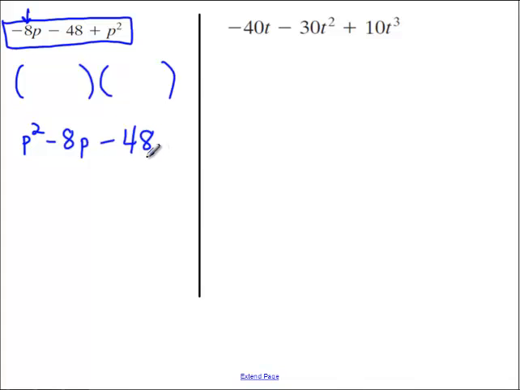Step number 1 is write in descending order. Step number 2 is factor out any greatest common factors. Well, we can't really factor out any greatest common factors because there's nothing common in any of these terms. Step number 3 is if there's a negative sign in our leading term, we'd factor out a negative sign. We don't have to do that because there's no negative sign there. So step number 4 is write down our x, or sorry, not our x, because now we're working with the variable p. So write down our p factors and our p factors.